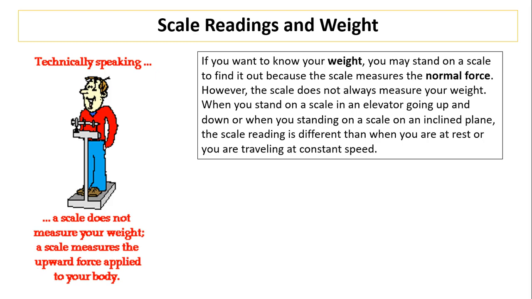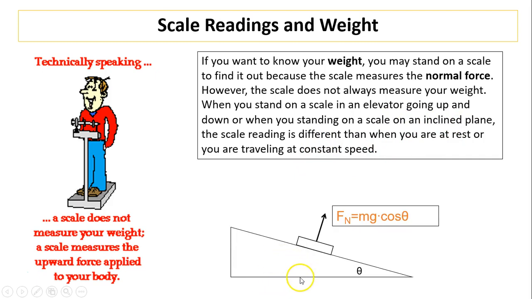When you're standing on a scale in an elevator going up or down, or when you're standing on a scale on an inclined plane, the scale reading is different than when you are at rest or traveling at constant speed. So technically speaking, the scale does not really measure your weight. What does it measure? It measures the normal force, the upward force applied to your body. So as you accelerate up and down, the scale reading is different from your weight. And so it is when you're standing on a scale on an inclined plane like this: the scale reading is less than your weight.